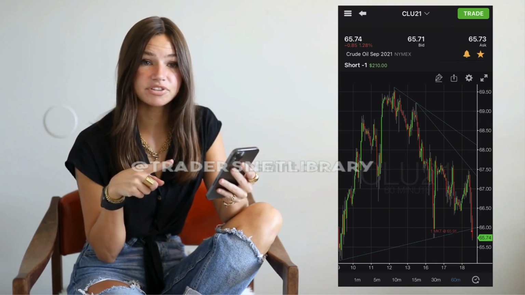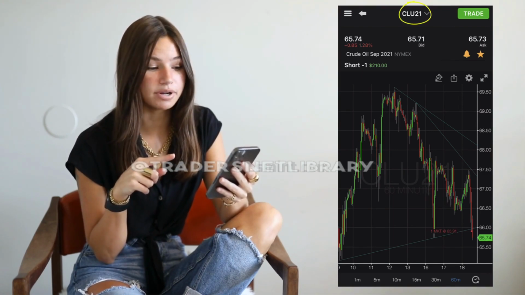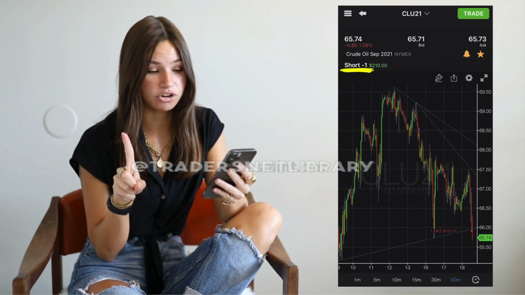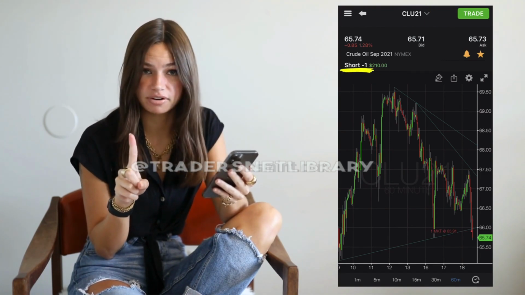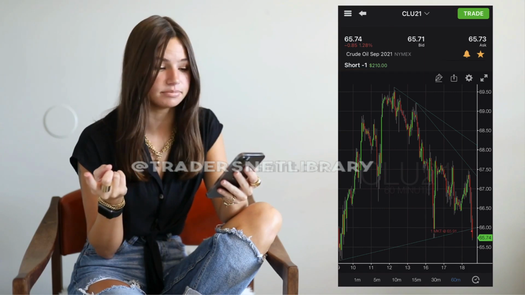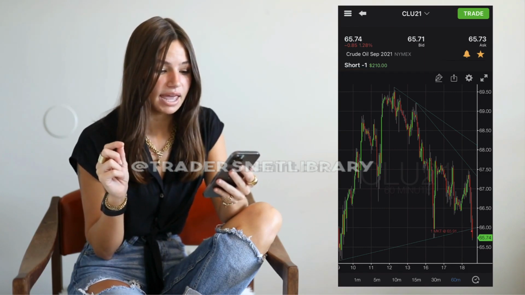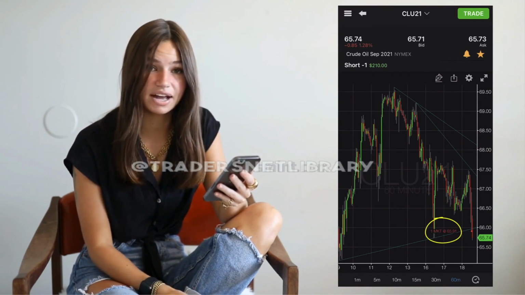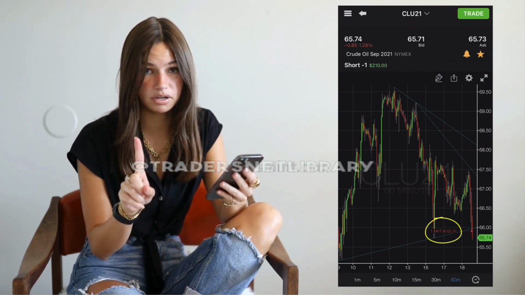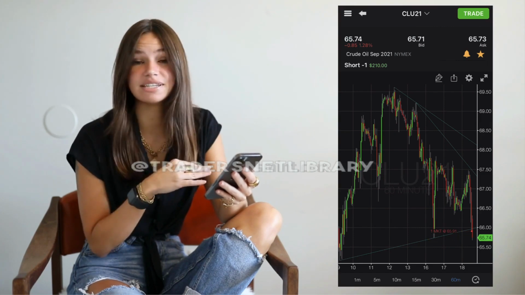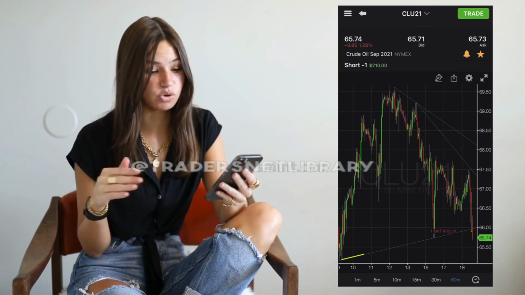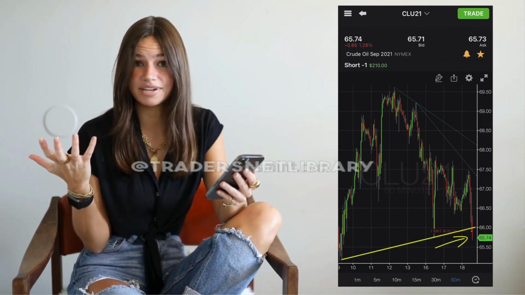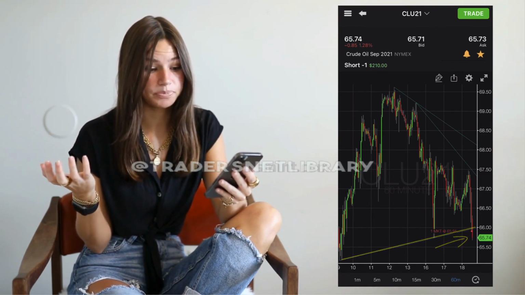You can see the symbol for this one is CLU21. You can see that I went short 1 contract, very similar to 1 share if you were trading stocks. And then you can see the price that I went short at. So I went short at $65.91, 1 contract. And you can see exactly why I did it. Very obvious. So I've got an upline. The upline got crossed. I had nothing to do but take the signal. Okay, I'm going to try this short.